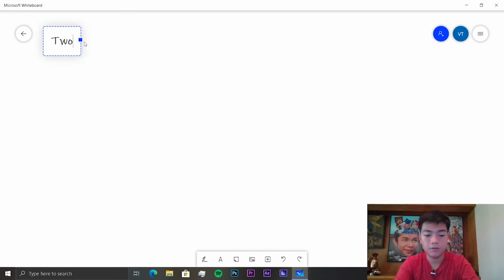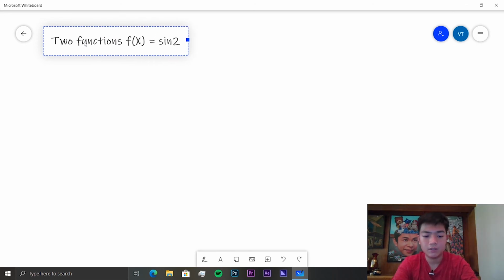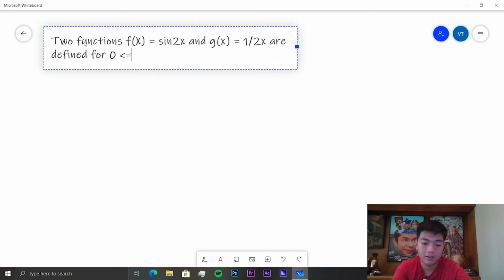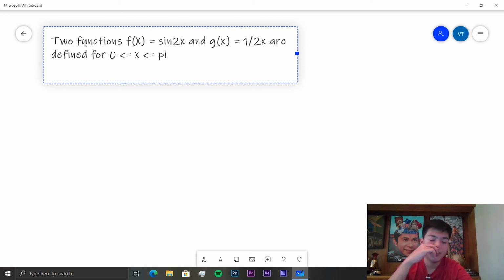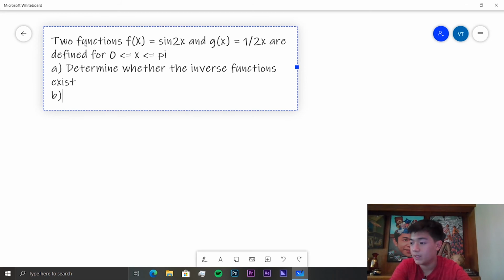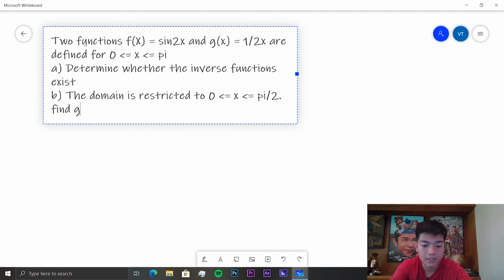And so we have two functions. f of x is equal to sine 2x and g of x is equal to 1/2 x, defined for 0 is less than or equal to x is less than or equal to pi. So we need to first determine whether the inverse functions exist, and finally the domain is restricted to 0 is less than or equal to x is less than or equal to pi over 2. Find g to the negative 1 of 1/2 and f to the negative 1 of g of pi over 6.